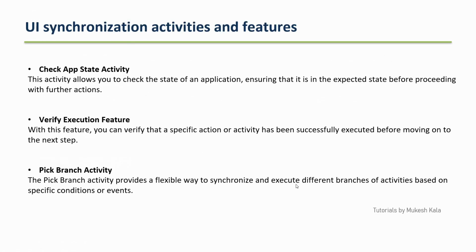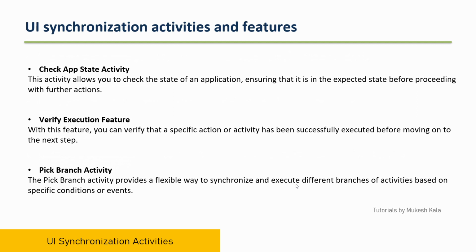Now, if I talk about the activities which are available, and please remember that we are all talking about the modern design experience. If we compare it to the classic, there were a different set of activities, but these are new activities, and with only 3 activities as an RPA developer you would be able to synchronize the automation. The 3 activities which are available are the check app state, verify execution, and the pick branch activity. Today we are going to focus on the first one, and in the next video we are going to focus on the second and the third one as well.